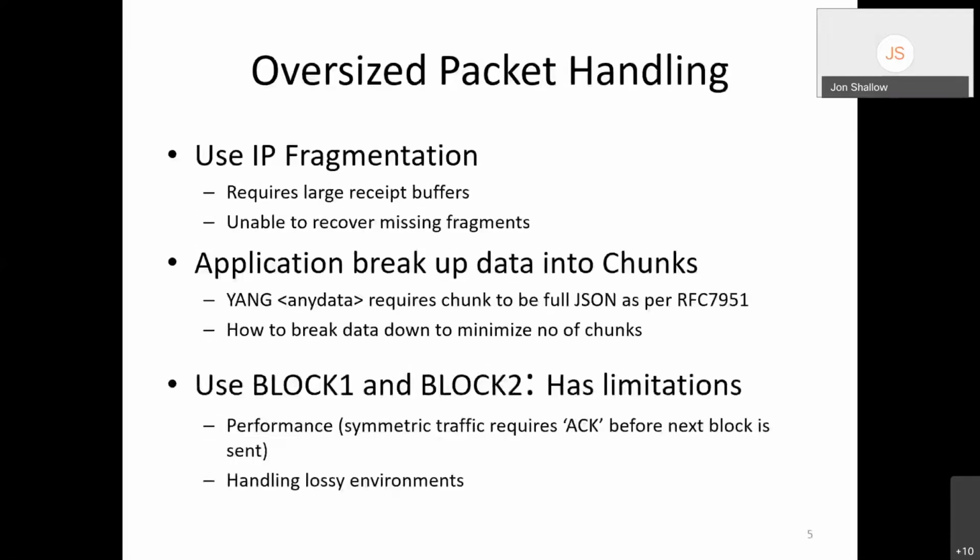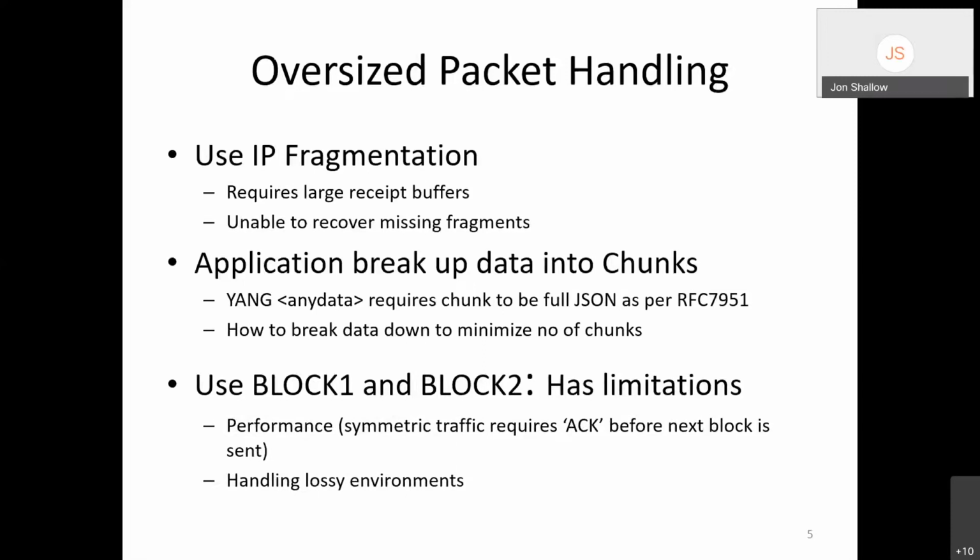So we've been looking at several ways of handling oversized packets. One way is just to use IP fragmentation, so that instead of a CoAP message fitting into a single packet, we let it go into multiple packets and just send the whole data and assume that all the fragments are going to make it, but we have no way of recovering from missing fragments.